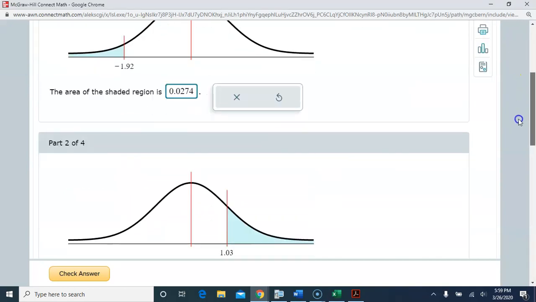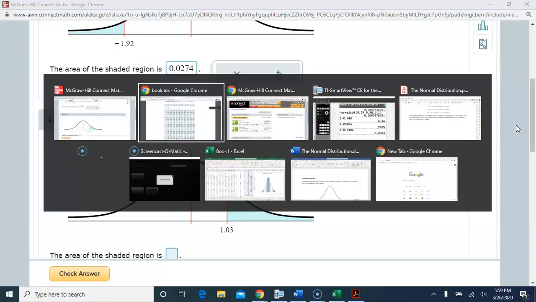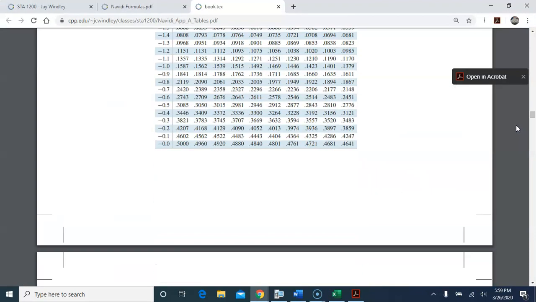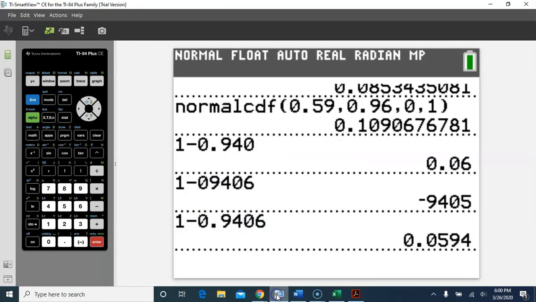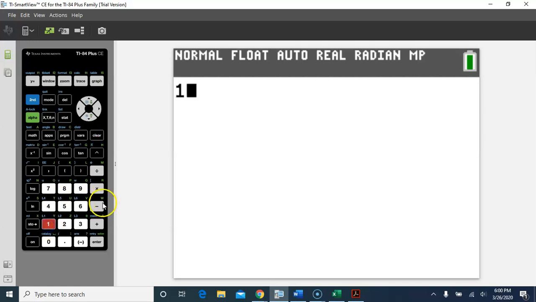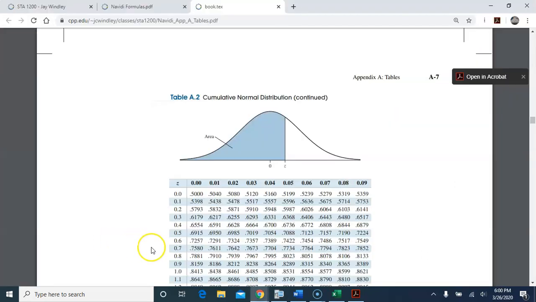And then let's see, the next one, greater than 1.03. So we look up 1.03 on the table. 1.03 is right here. That's 0.8485. And I'm going to have to do 1 minus 0.8485. So 0.1515.